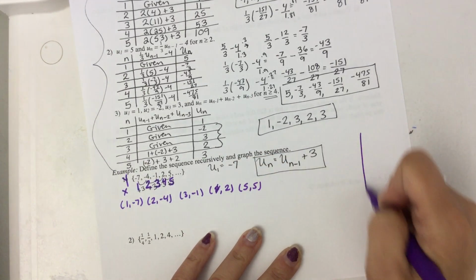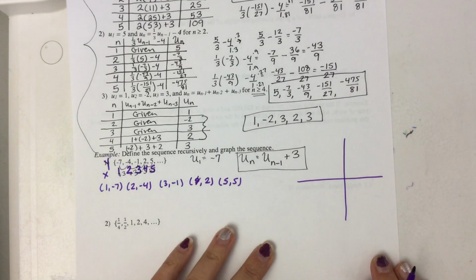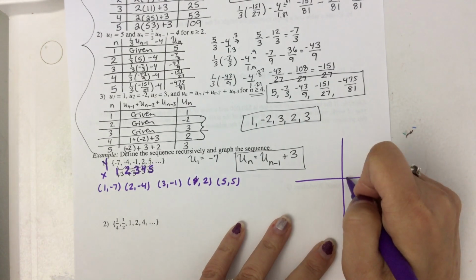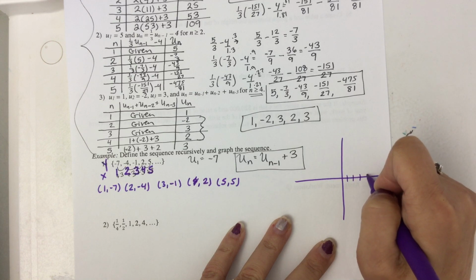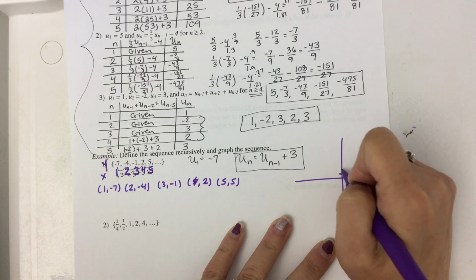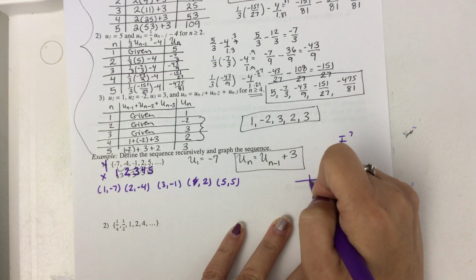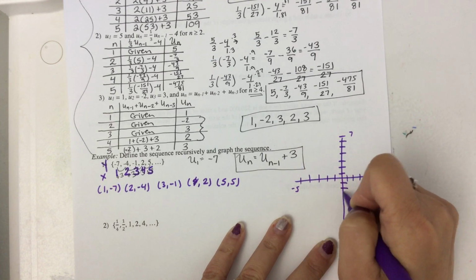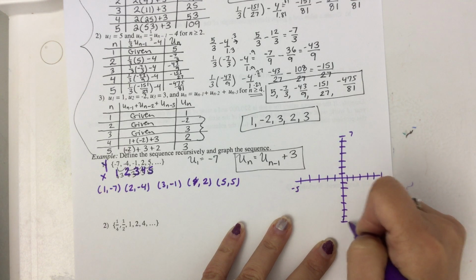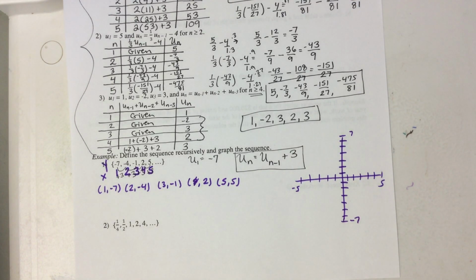When we go to graph this, remember you graph it as a scatter plot. What that means is you do not connect any of the points. When you graph a sequence, you use disconnected dots.